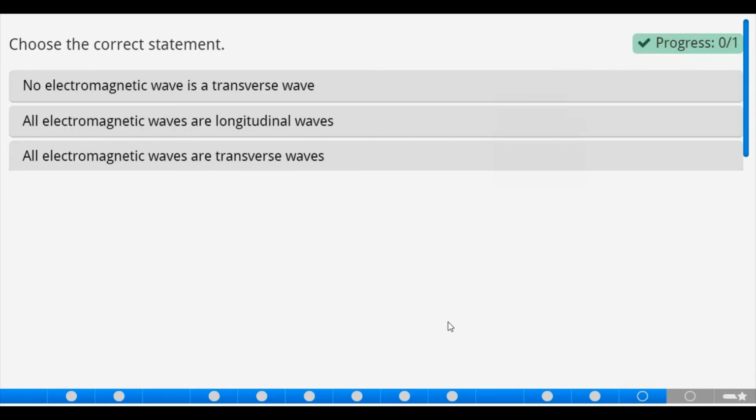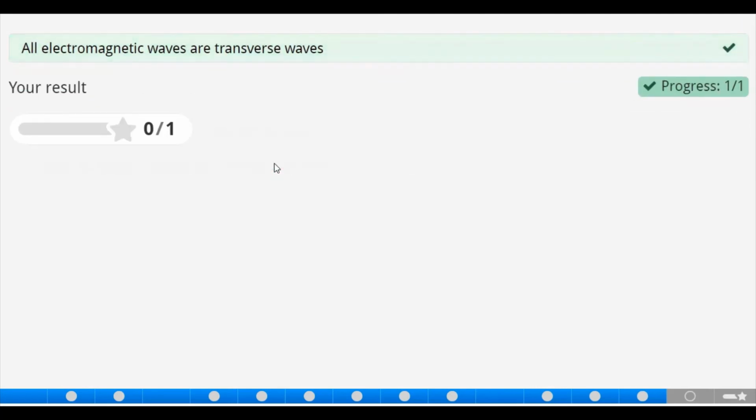Now we are to choose the correct statement out of these three. No electromagnetic wave is a transverse wave. That is false. All electromagnetic waves are longitudinal waves. That is false. Only sound waves are longitudinal waves. So all electromagnetic waves are transverse waves. And that is the third statement. So pick it and confirm. That is it.